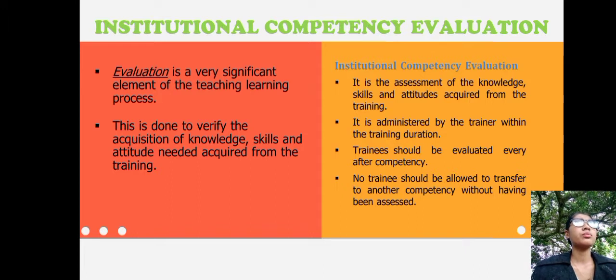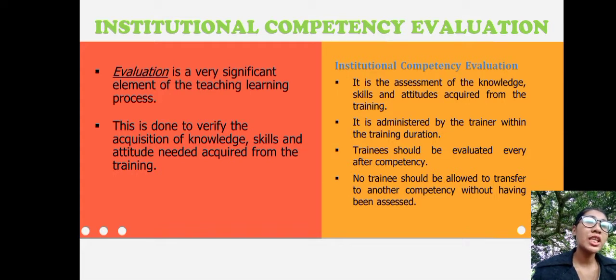The next is, it is administered by the trainer within the training duration. Also, yung mga trainer namin, bago yung final assessment, we do a pre-assessment para ma-ready kami or ma-assess kung ano pang kulang, para malaman kung ano pang dapat naming malaman at gawin for the final assessment.